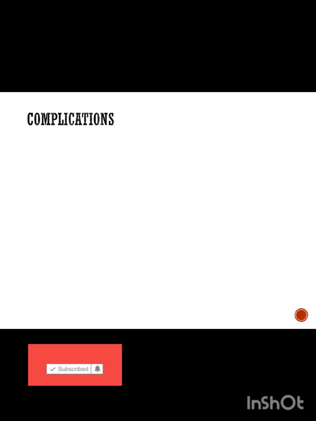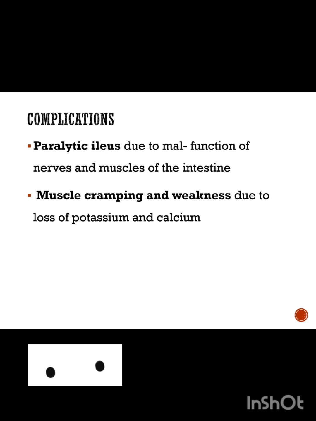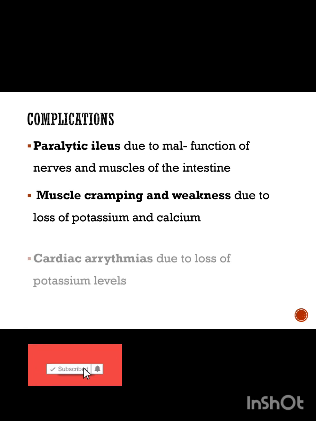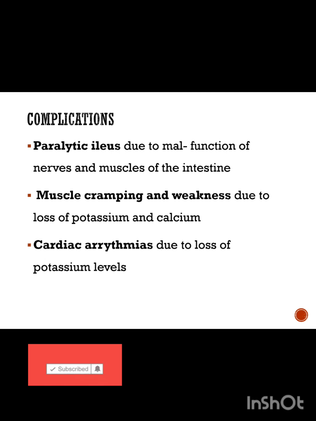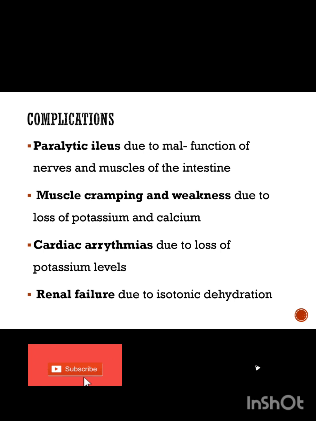Okay, so now what are the complications of cholera? This patient might have paralytic ileus, then muscle cramping because they've lost a lot of electrolytes, cardiac arrhythmias because of the potassium they have lost, and renal failure due to severe dehydration. They might also have malnutrition because they are losing a lot of nutrients.